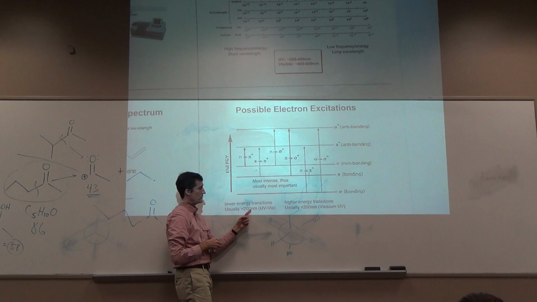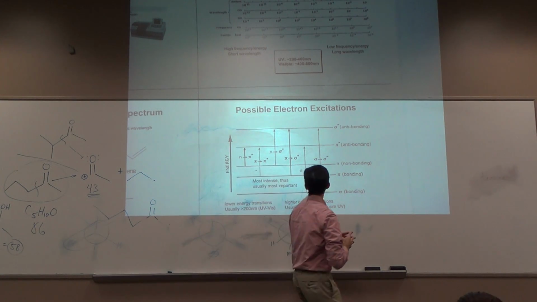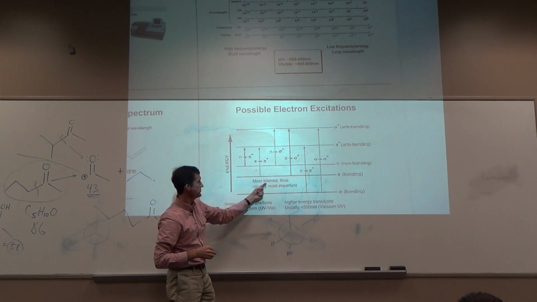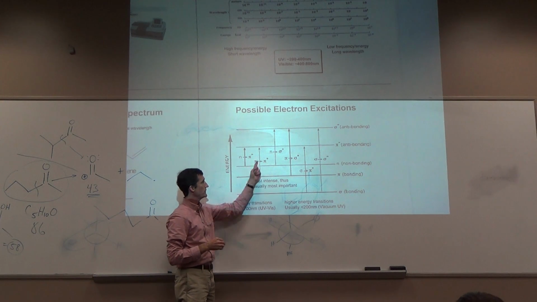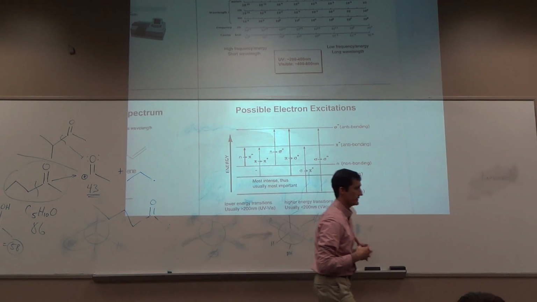Longer wavelength, meaning lower energy. Your pi to pi star is typically most intense and thus usually most important. We'll say more about it.